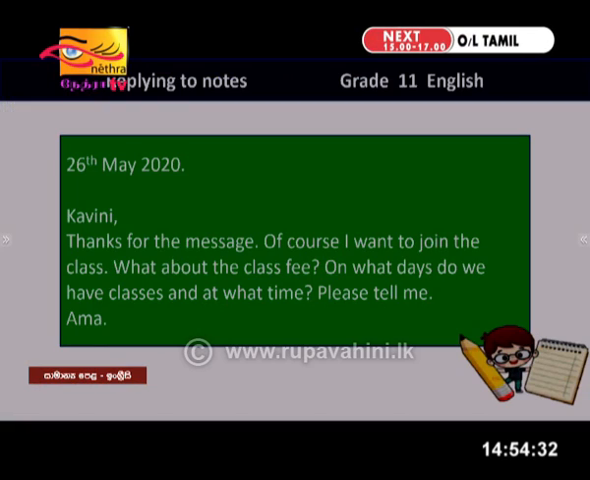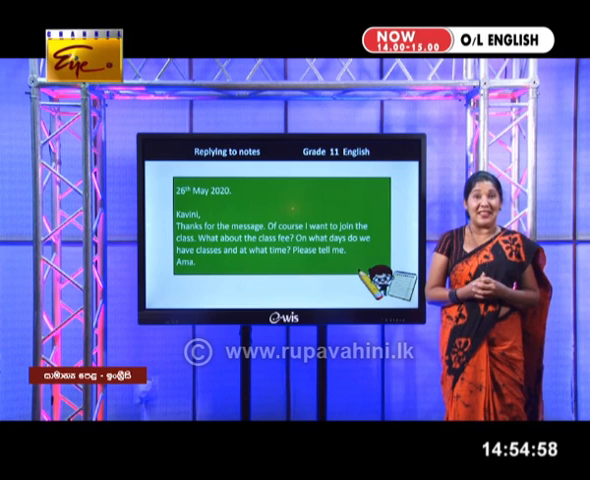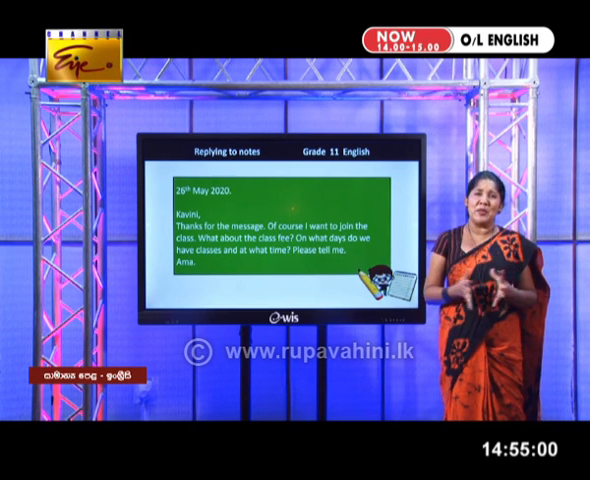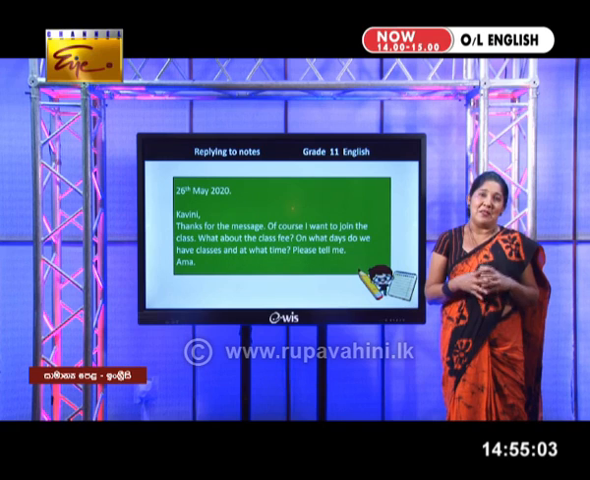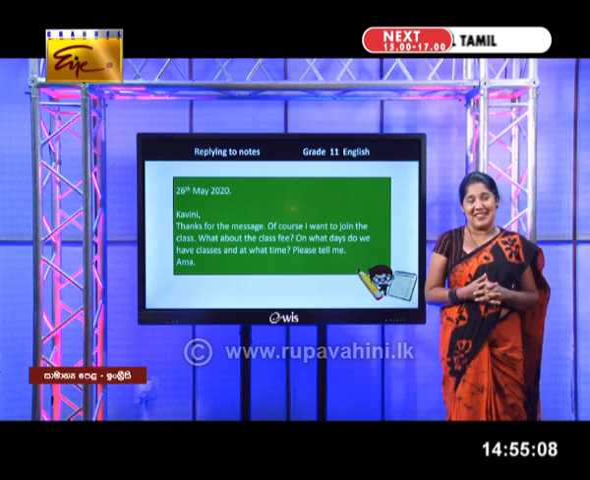And that's why here you see Amma says, of course I want to join the class. And then she's asking, what about the class fee? And then on what days do we have classes and what time? So you have to be very careful when guidelines are given. So always remember how you should follow guidelines and then write a very simple note like this. So now I'm sure that now you are very good in writing a note. So let's do some further practices.